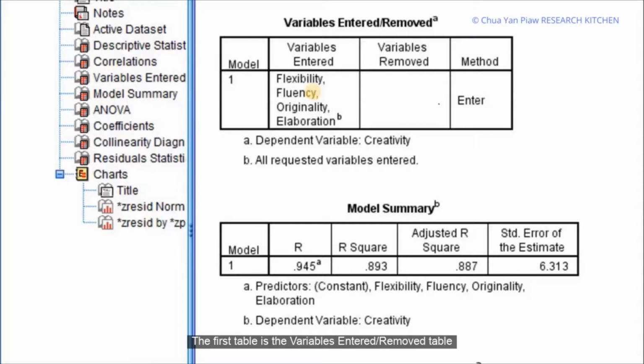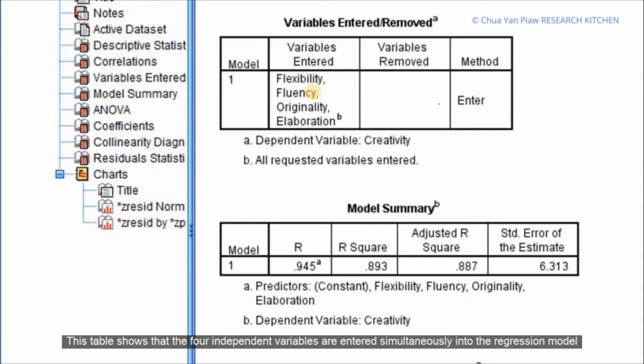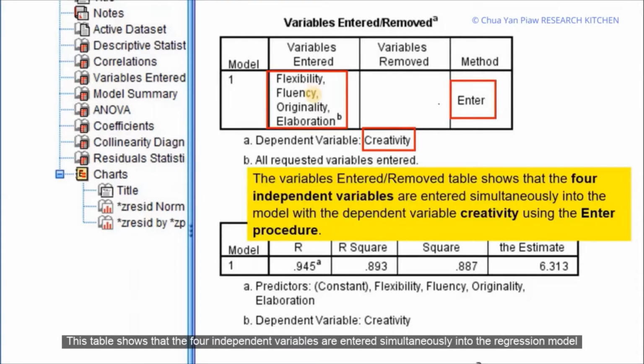The first table is the enter-remove table. This table shows that the 4 independent variables are entered simultaneously into the regression model using the enter procedure. This procedure is the standard procedure of multiple linear regression analysis. To report the result, we refer to 3 tables: the model summary table, the Anova table, and the coefficients table.